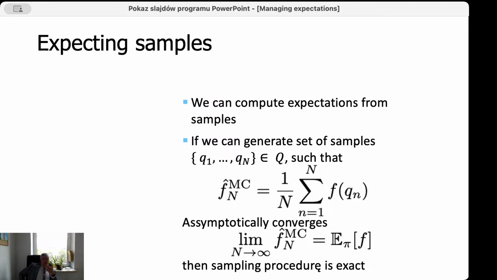Sampling helps us because as long as we can generate samples from the distribution such that the average of values of the function of interest in those points converges asymptotically to the actual expectation, then our sampling procedure is what we call exact. An exact sampling procedure generates the values q1 to qn from the parameter space corresponding to the probability distribution pi.